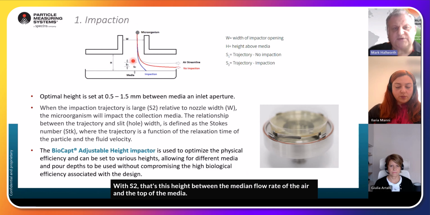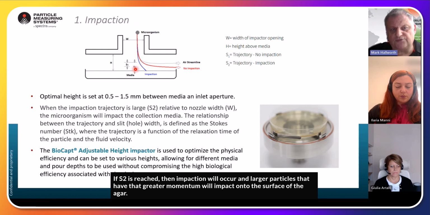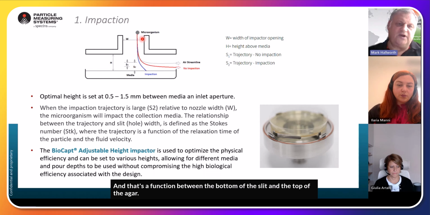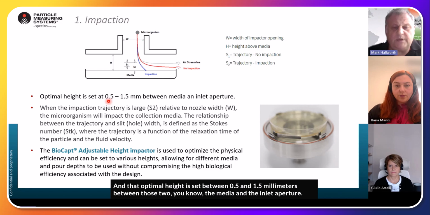With S2, that's this height between the median flow rate of the air and the top of the media. If S2 is reached, then impaction will occur, and larger particles that have that greater momentum will impact onto the surface of the agar. And that's a function between the bottom of the slit and the top of the agar. And that optimal height is set between 0.5 and 1.5 millimeters between those two, the media and the inlet aperture.